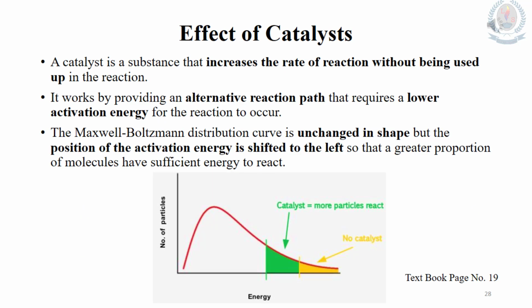Now we will discuss the effect of catalyst. A catalyst is a substance that increases the rate of reaction without being used up in the reaction. It works by providing an alternative reaction path that requires a lower activation energy. The Maxwell-Boltzmann distribution curve is unchanged in shape, but the position of activation energy is shifted to the left so that a greater proportion of molecules have sufficient energy to react.